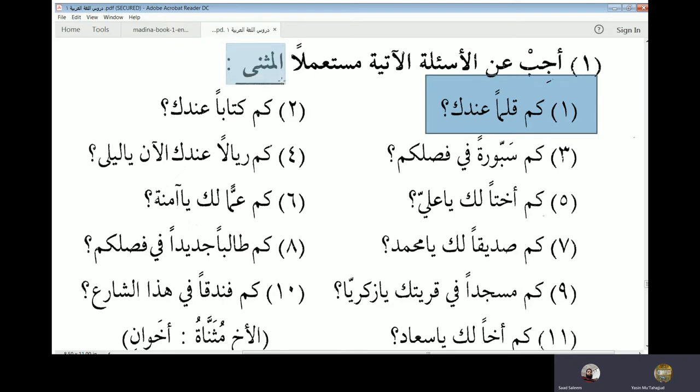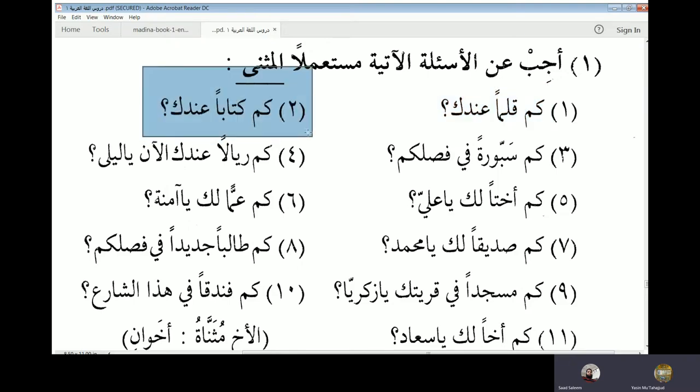That'll be li. I'll say li. No. Li is used for human beings and for material things in the third person. For the second person and for personal, you will say indi, I have. So indi qalamani. Good. Okay.